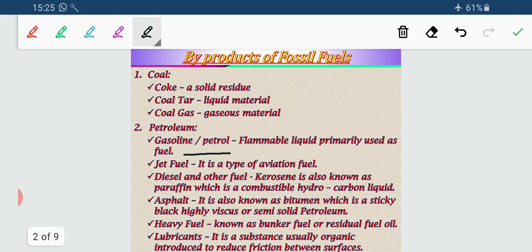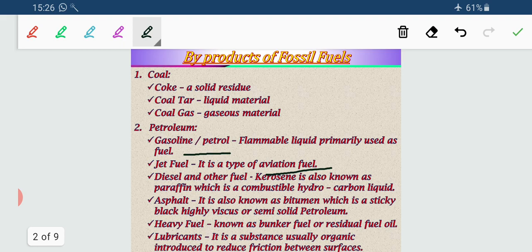Next is jet fuel. The fuel that is basically used for aircraft is considered aviation fuel. Diesel and other fuel. Diesel is very common. It is a byproduct of petroleum, and another fuel is kerosene, which is also named as paraffin, a combustible hydrocarbon liquid. Kerosene is a term we have already discussed in the previous class. So kerosene is a byproduct.